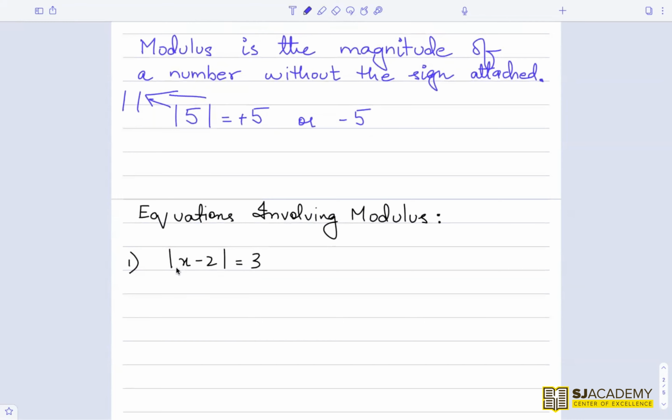Now, in question number 1, we have |x - 2| = 3. This can be written as x - 2 = 3 and -(x - 2) = 3. Solving the first equation, we get x = 3 + 2, which is equal to 5. And simplifying and solving the second equation, we get x = 2 - 3, which is equal to -1.